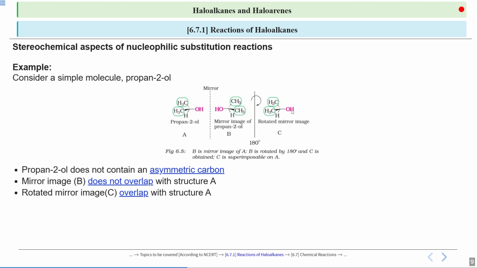But if you take this rotated mirror image C, it will overlap with the structure A. So propane 2-ol is an achiral molecule. You can also check that all the substituents are not different, so it is achiral.